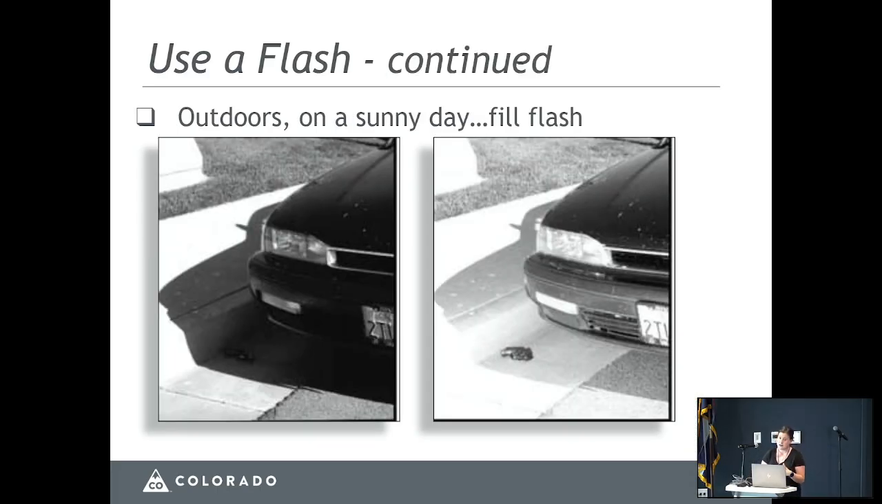Outdoors, the flash can be really helpful because on the left photograph, you can't tell that there is a firearm underneath that car or in front of the bumper of the car. But when you add a direct flash, it illuminates that gun and you can see where that gun is located.